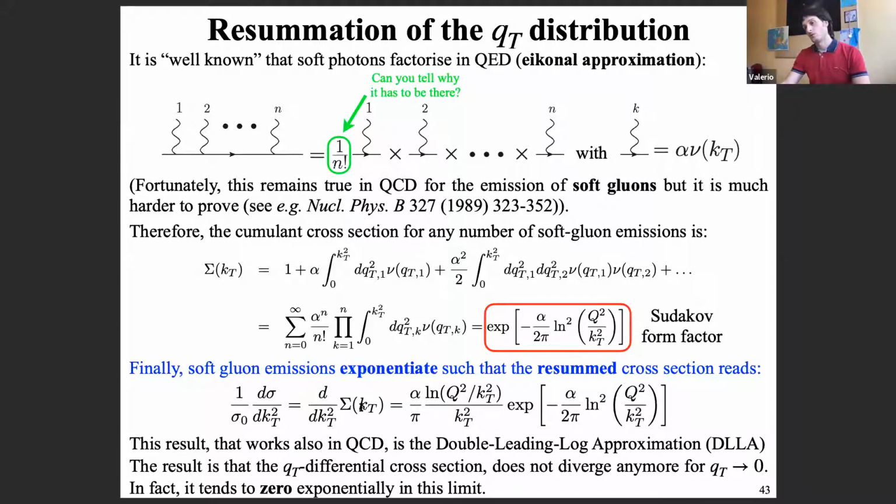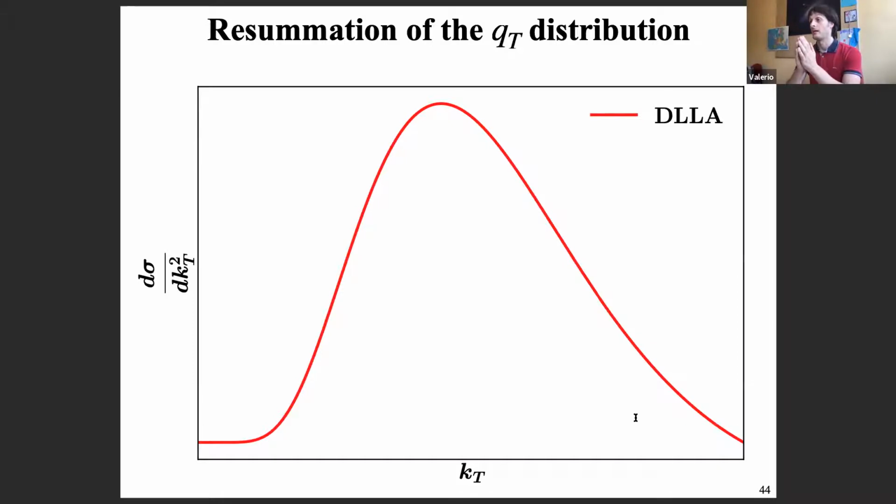Now, to get the normalized cross-section, as I said, you just take the derivative of this, what is typically called the Sudakov form factor, and you get this formula for the transverse momentum distribution of the dilepton. This is the so-called double leading log approximation. It's double because we have two logs here. And remarkably, this result is no longer divergent for QT going to zero. This means that by resumming all the powers in alpha_s in the case of QCD, we also made the cross-section convergent at QT equals zero, which wasn't the case in the fixed order case. In fact, if you take the limit for KT going to zero, it goes to zero.